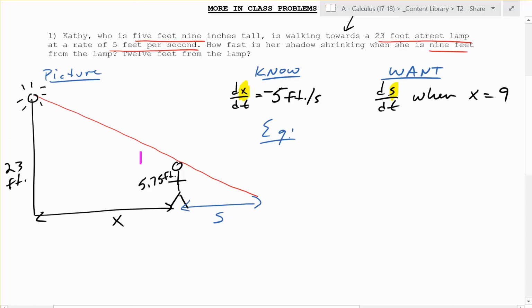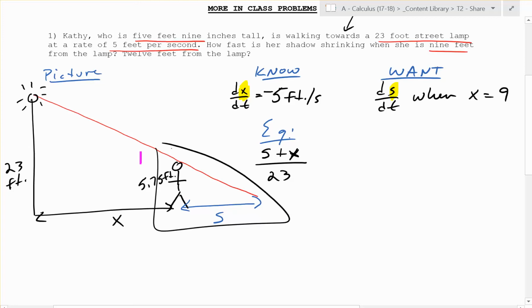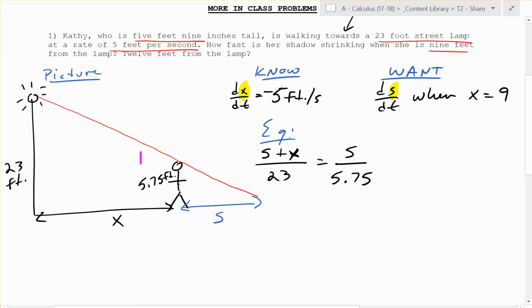So what does that mean? It means that (S plus X) over 23, that's an S and an X right there, S plus X, so the base to the height here, is going to be the same relationship as the base to the height of the smaller triangle. What's the smaller triangle base to height? Well, that's S. And what's Kathy's height? 5.75. So there is our relationship.